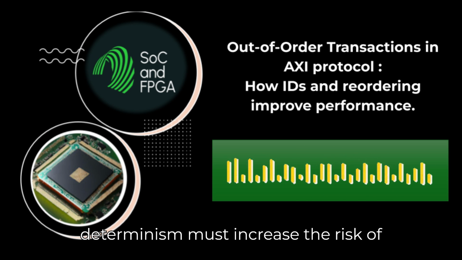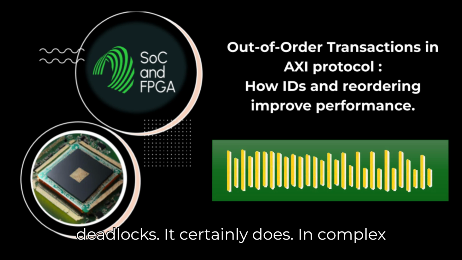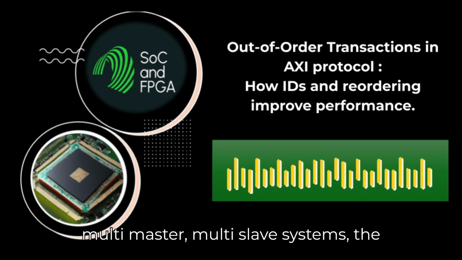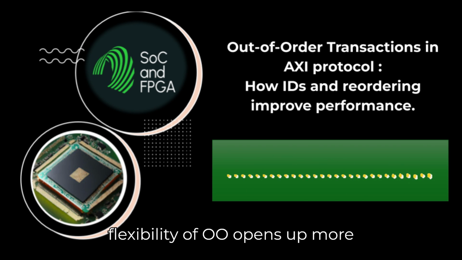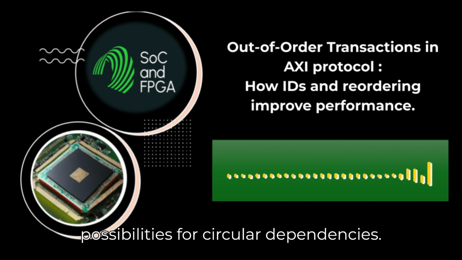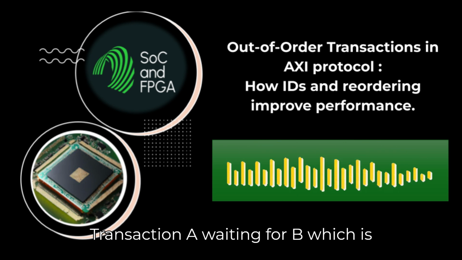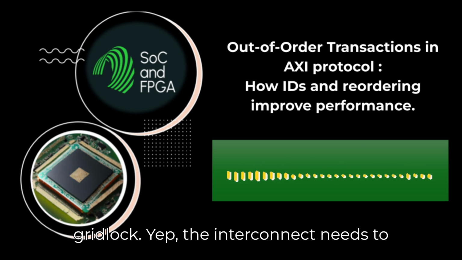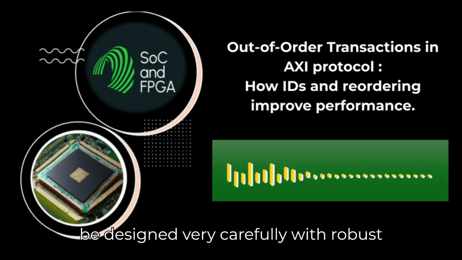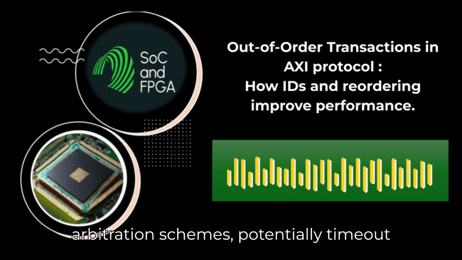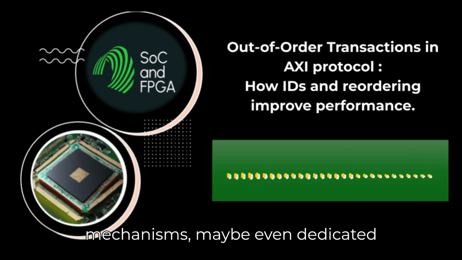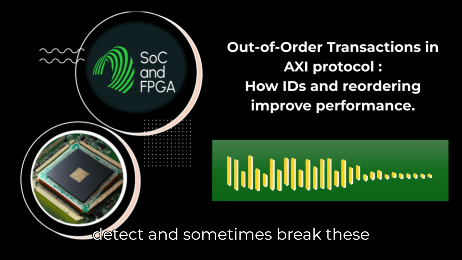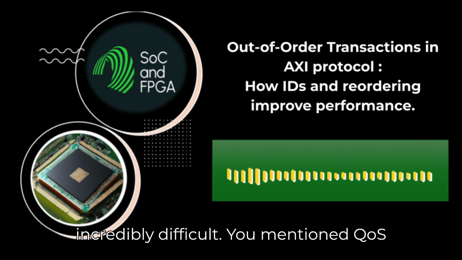And that non-determinism must increase the risk of deadlocks. It certainly does. In complex multi-master, multi-slave systems, the flexibility of OO opens up more possibilities for circular dependencies. Transaction A waiting for B, which is waiting for C, which is waiting for A: gridlock. Yep. The interconnect needs to be designed very carefully with robust arbitration schemes, potentially timeout mechanisms, maybe even dedicated transaction monitoring units, TMUs, to detect and sometimes break these deadlocks. Debugging them can be incredibly difficult.